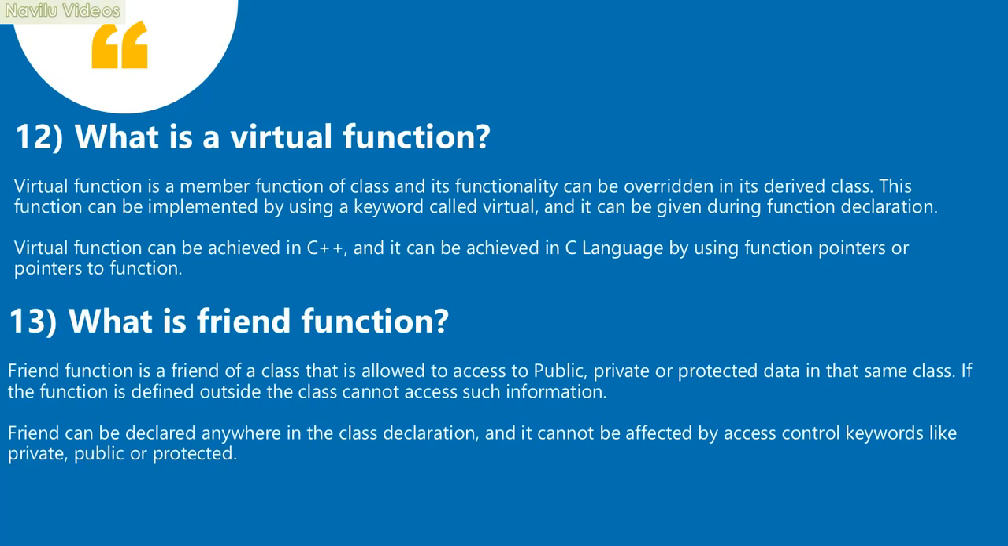13. What is a friend function? A friend function is a friend of a class that is allowed access to public, private, or protected data in that same class. A function defined outside the class cannot access such information. A friend can be declared anywhere in the class declaration, and it cannot be affected by access control keywords like private, public, or protected.